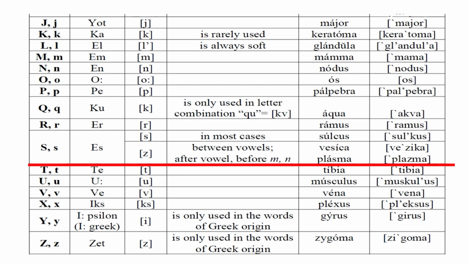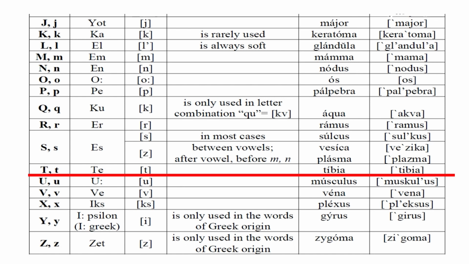Next letter is S. S is most often pronounced soft, as in sulcus. Sometimes it is pronounced as Z when it is after a vowel or before M or N. You can see the example plasma. It's not plasma with a soft S, it's plasma with a Z. Okay. The next letter in English is T, but in Latin you pronounce it as te, as in tibia.